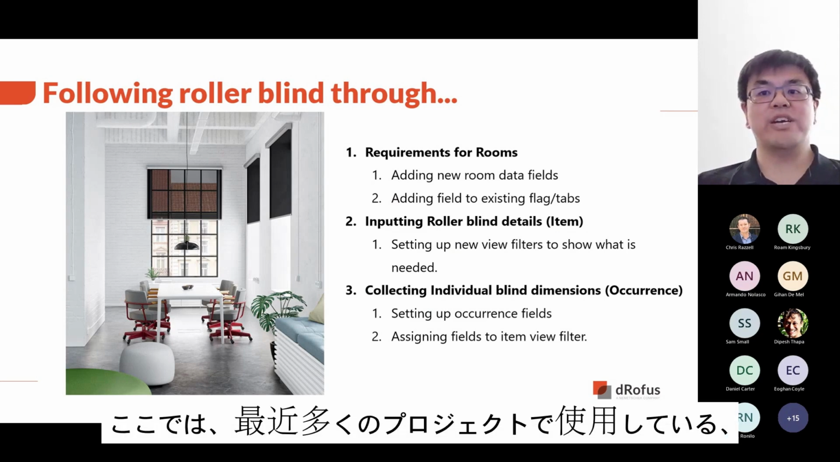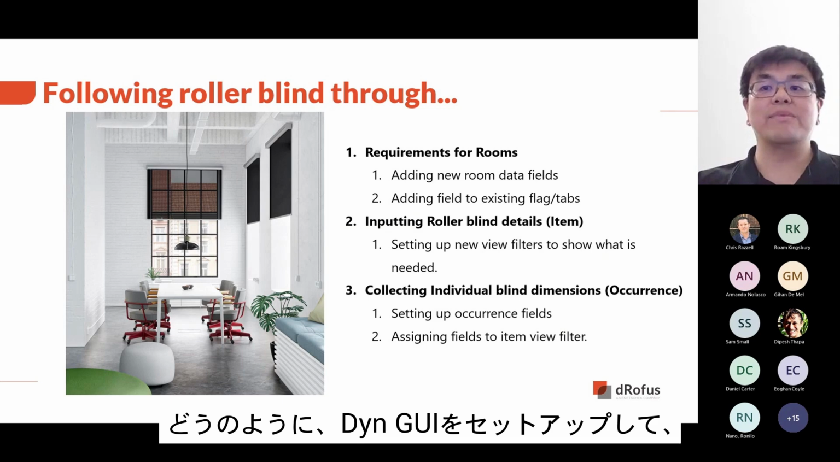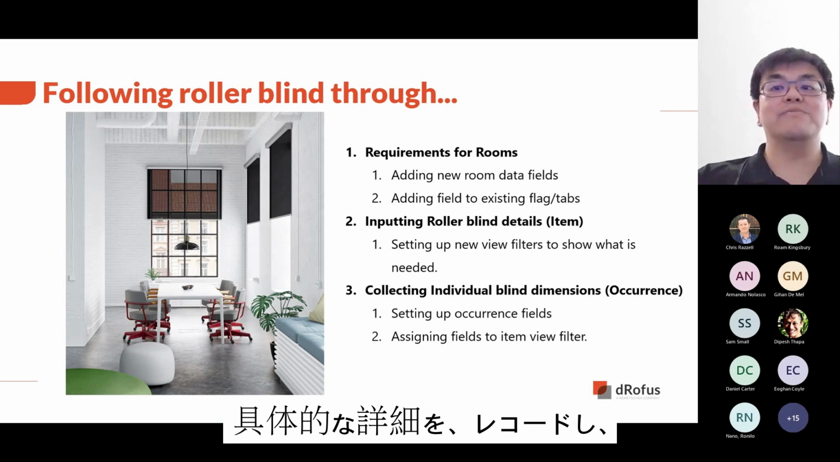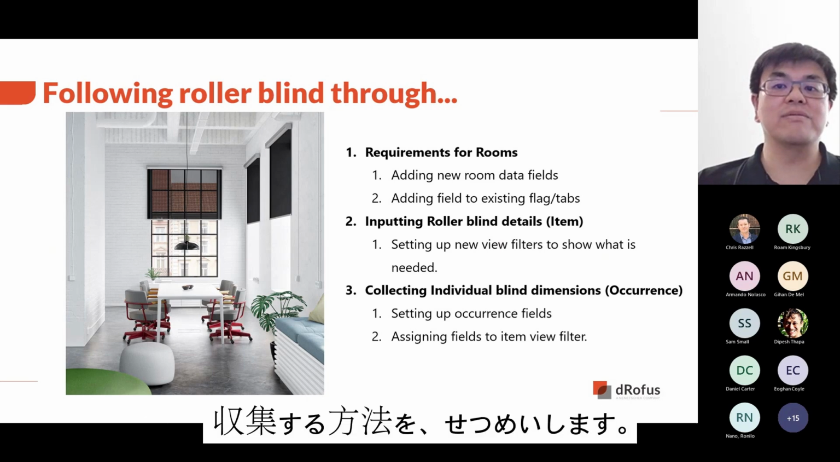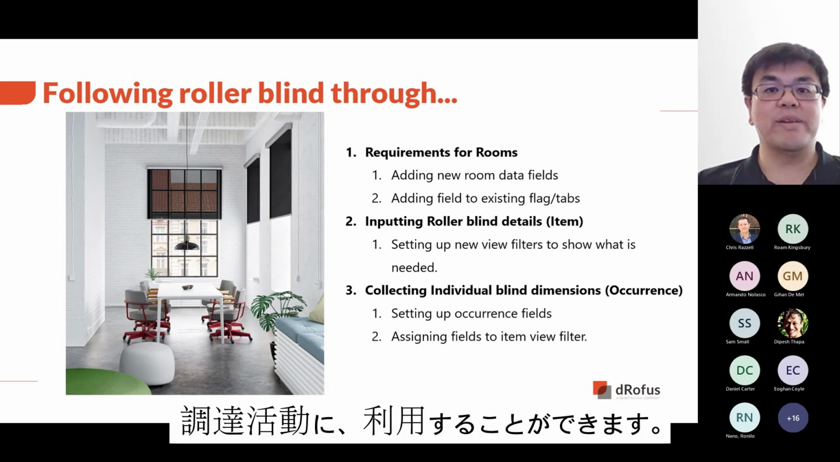We will use a simple object, a roller blind, which is used on many projects these days, to illustrate how DynGUI can be set up and used to add briefing requirements to a room, record its specific details, and also collect some instance information from the Revit model. And this instance information can be used for procurement activities.